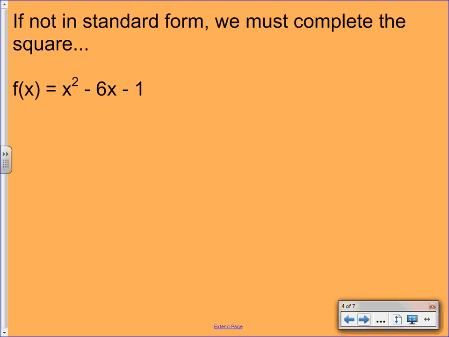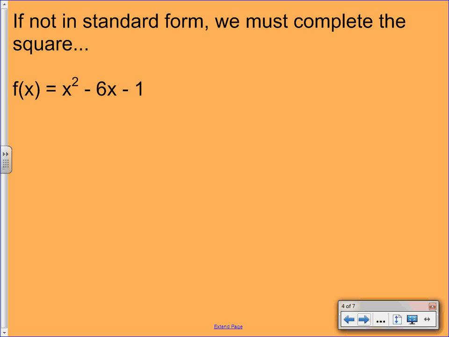If it is not in standard form, we have to force it to be a perfect square, so we have to complete the square. I will remind you how to do this. Do not forget after today. This will be an important tool not only for this chapter, but chapters to come. All right?